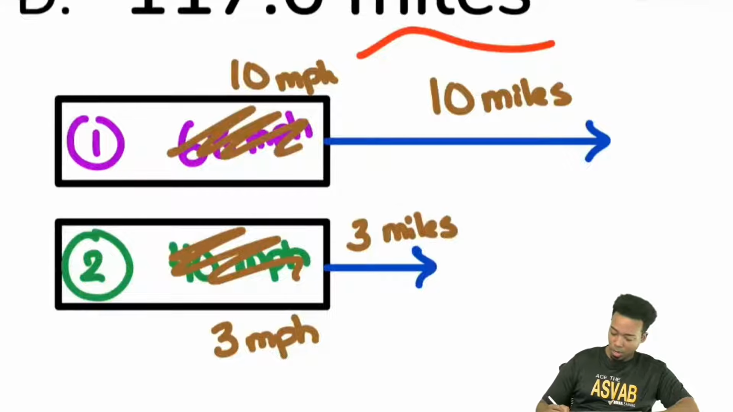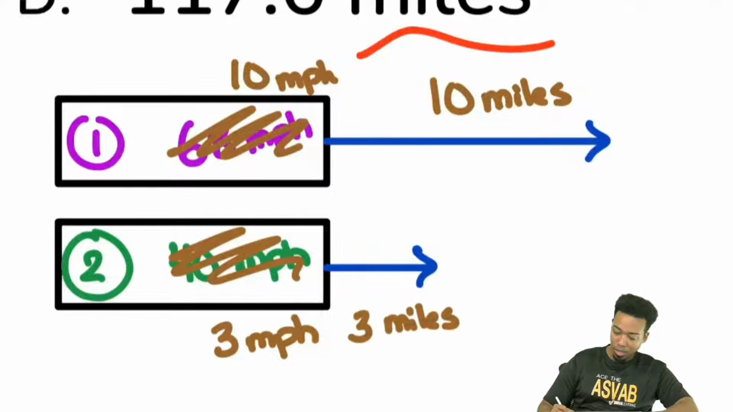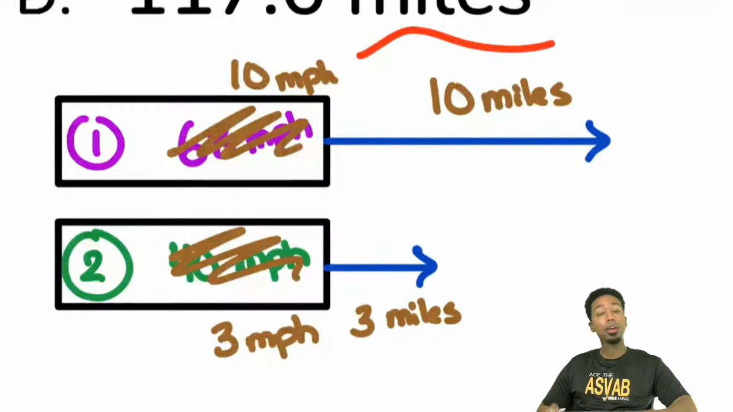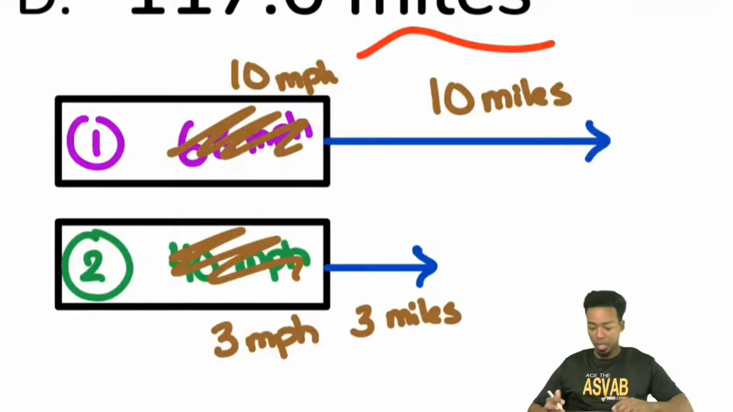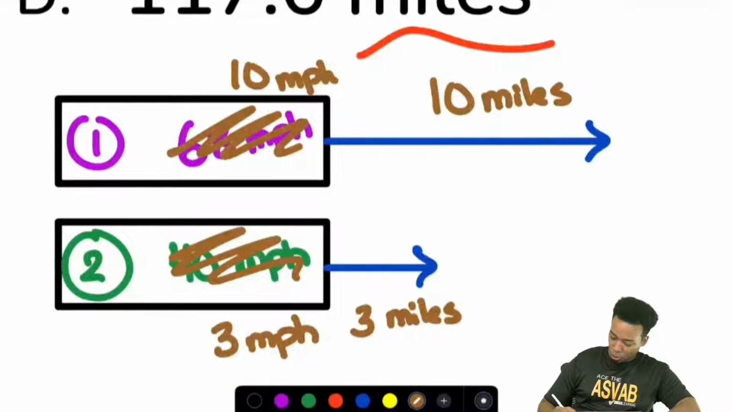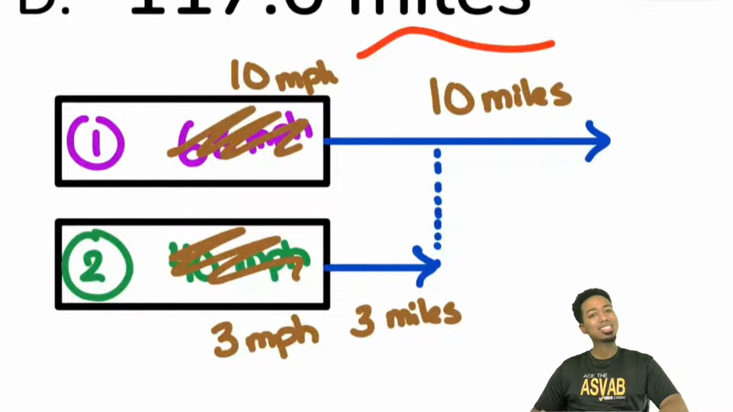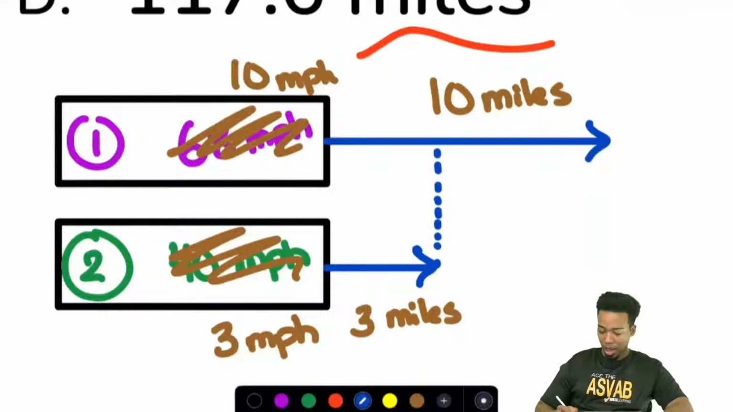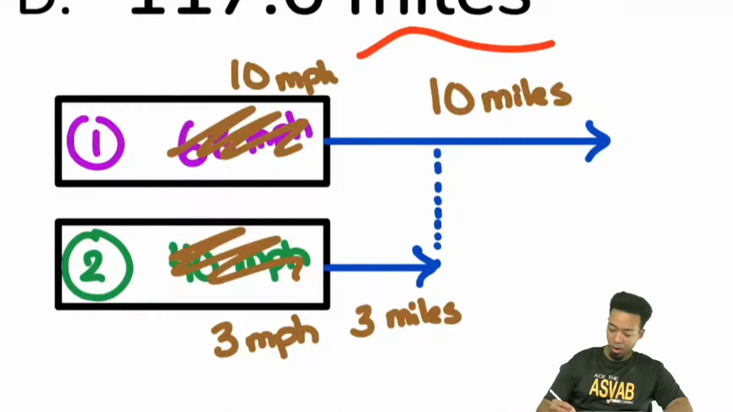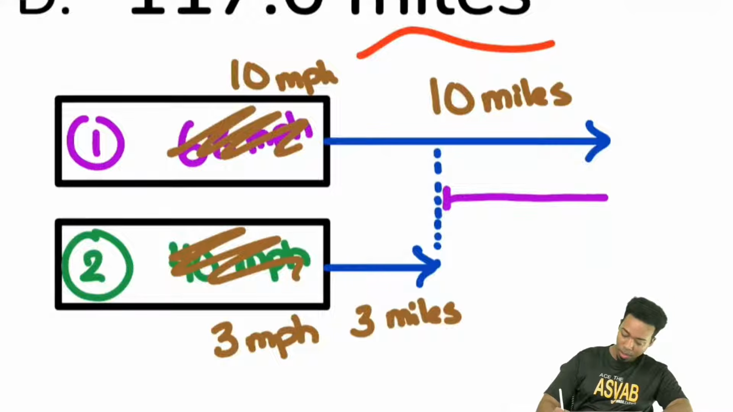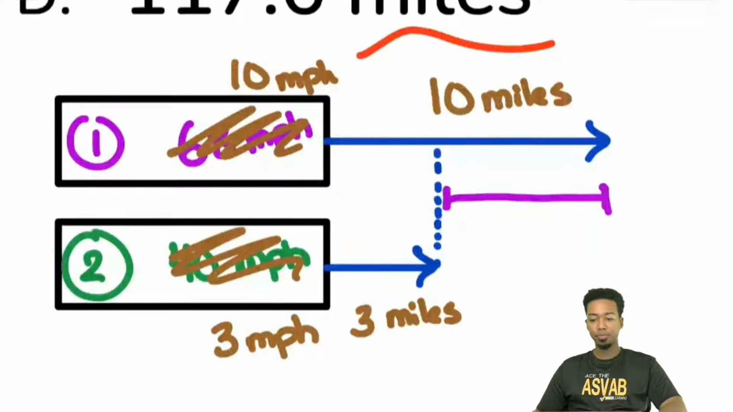So my party people, here's where the logic comes in. Here's where our thinking caps come on. After 1 hour, we said, hey, this first train goes 10 miles. This second train goes 3 miles. So with that said, everyone, what's the gap at that point? After 1 hour, how far apart are they?